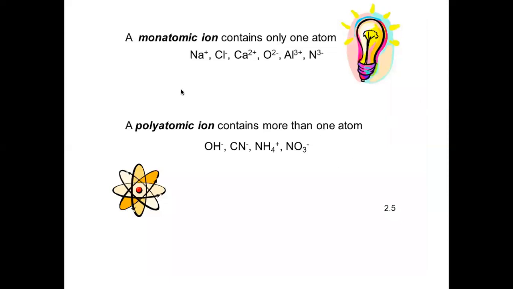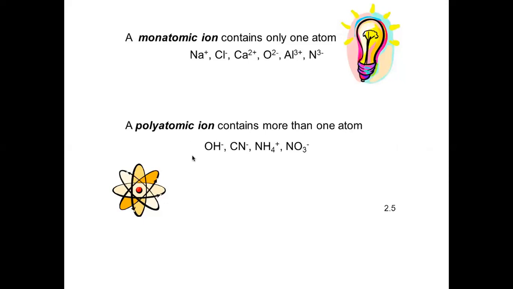So we have 2 different ions that can form. We can have monoatomic ions, and this contains only one atom. So this is like sodium, chlorine, calcium, oxygen. You can see here there's only one atom here. Conversely, we have polyatomic ions, and these contain more than one atom.